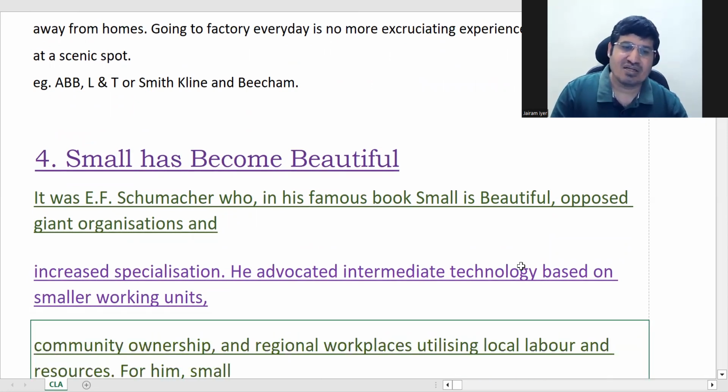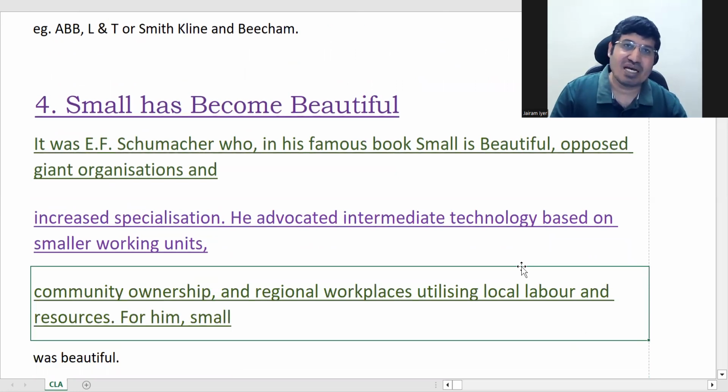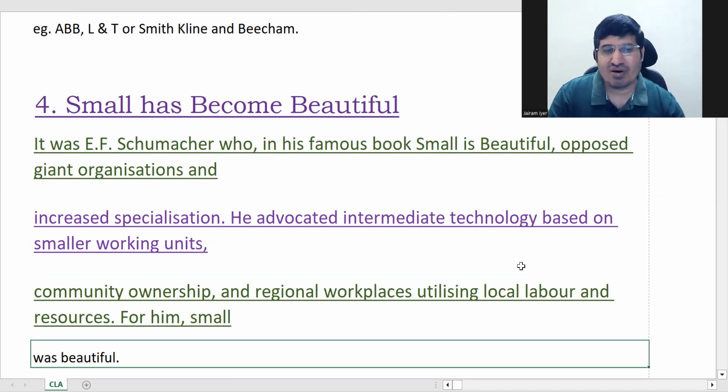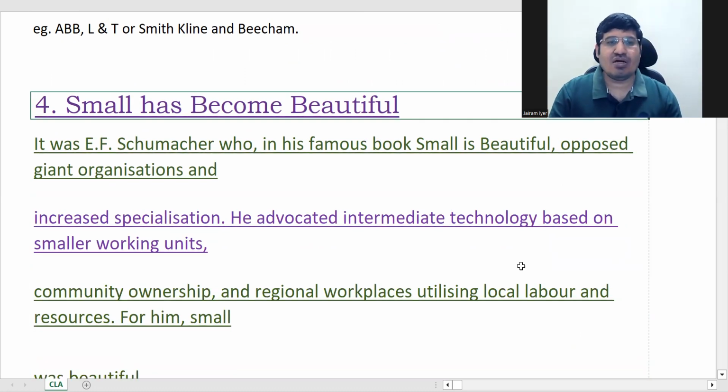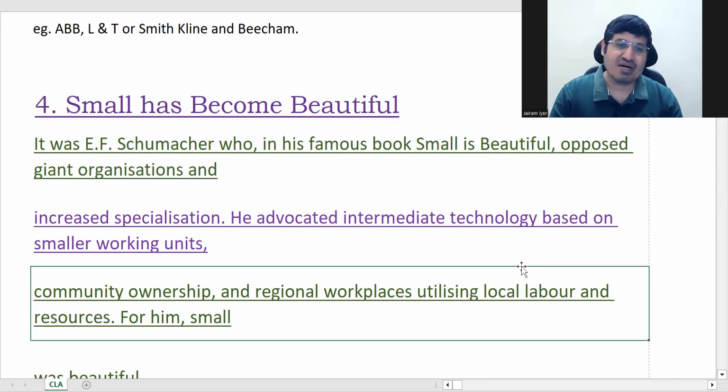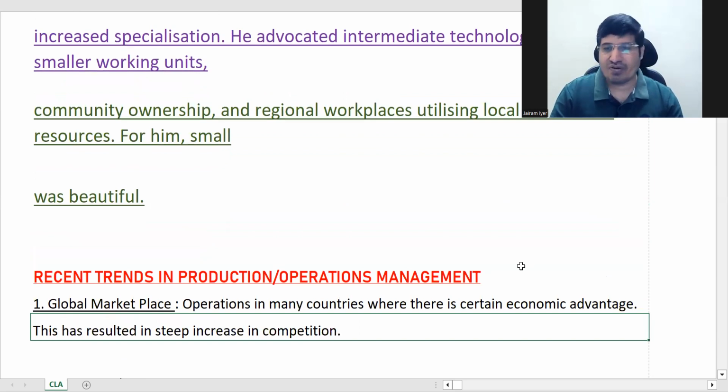And community ownership is something like what Amul does. The cows are owned by farmers, right, and the insurance and all are done by Amul. That's called community ownership. So that is the concept of small is beautiful. Don't invest everything at one place. Try to break it off.